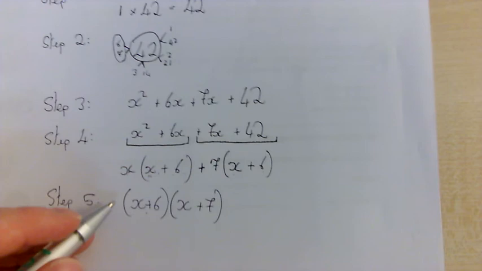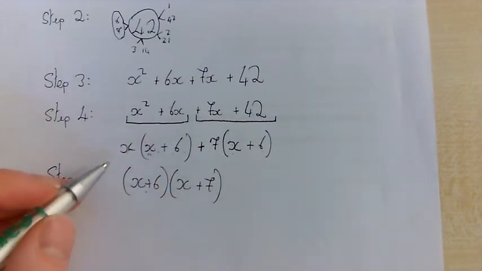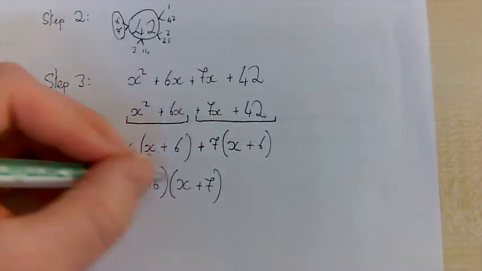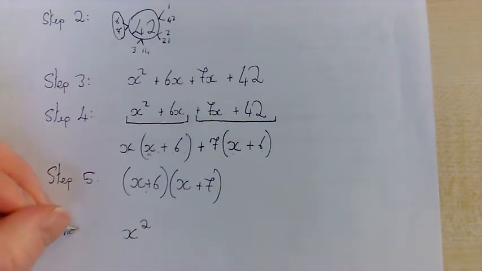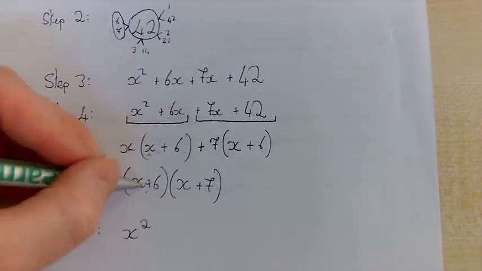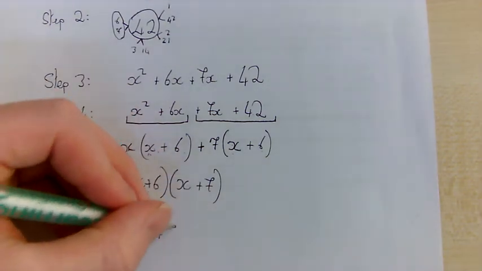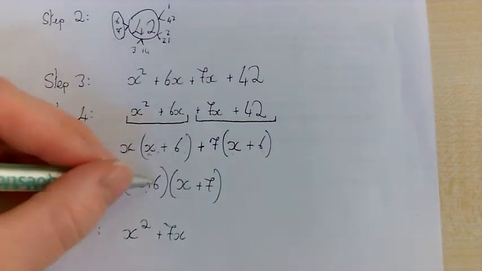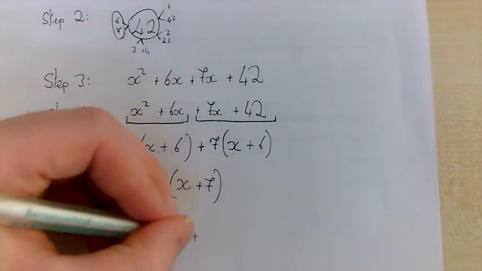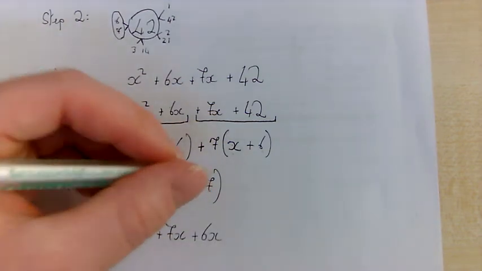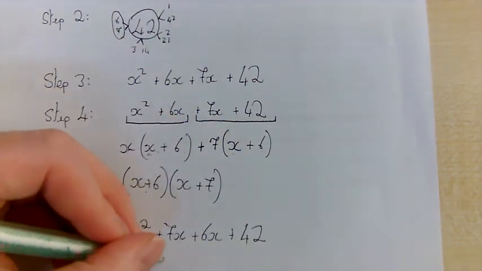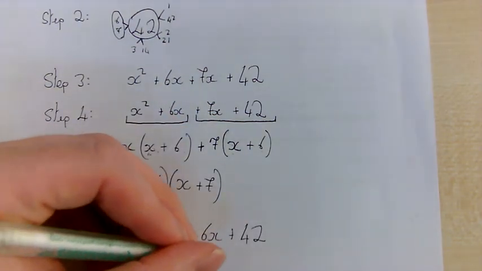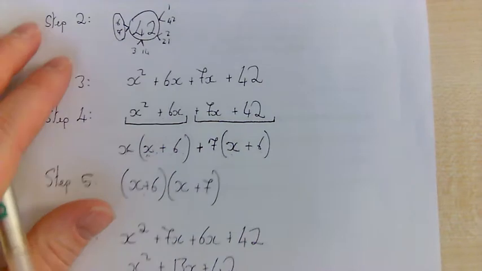We could check it by expanding the brackets, as you'll have done before. X times x is x squared, so this is our check. X times 7 is plus 7x. 6 times x is plus 6x. And 6 times 7 is plus 42. Simplify it and we get back to our original quadratic.